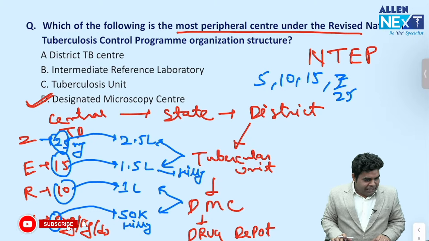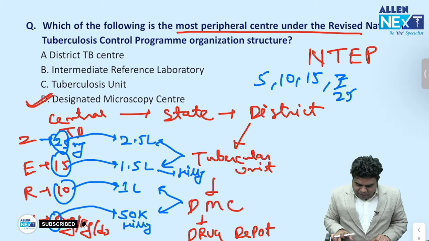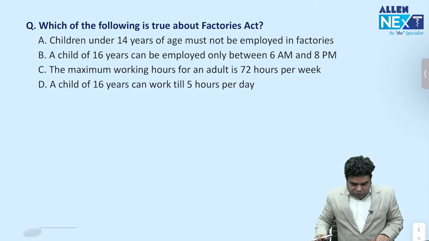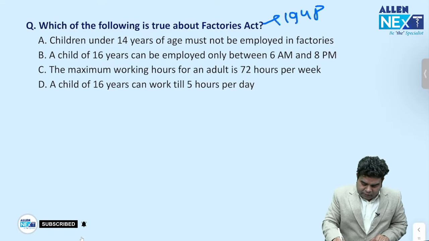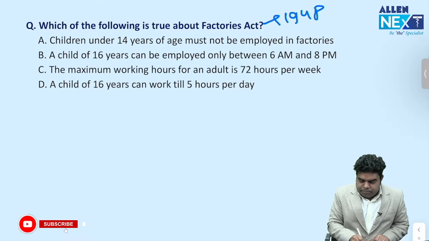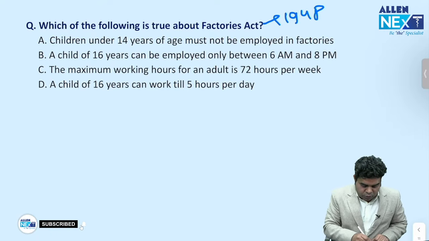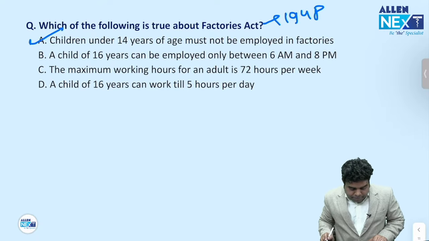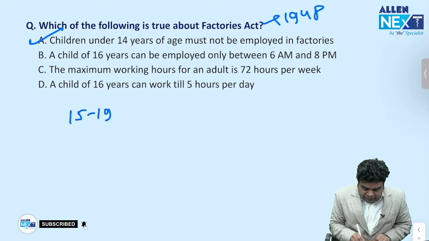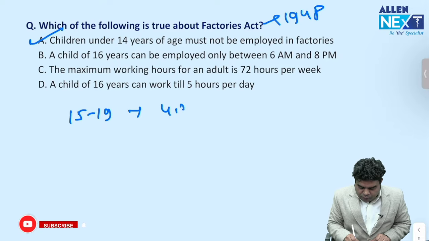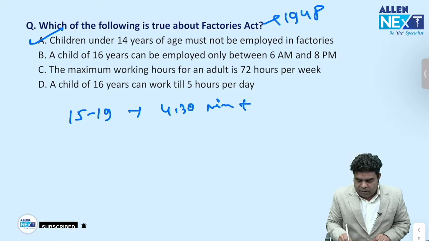Let's move ahead to the next question. Which of the following is true about Factory Act, given in 1948? Children under 14 years of age must not be employed. We all know this rule, so this is definitely the true thing. Now, under 14 cannot work, but 15 to 19 can work. They can work for 4 hours 30 minutes with 30 minute breaks.